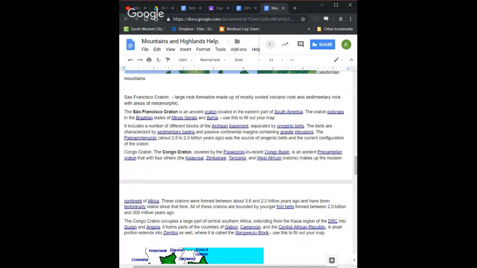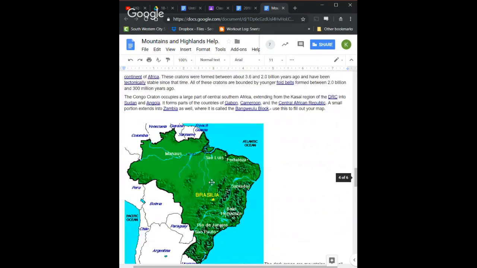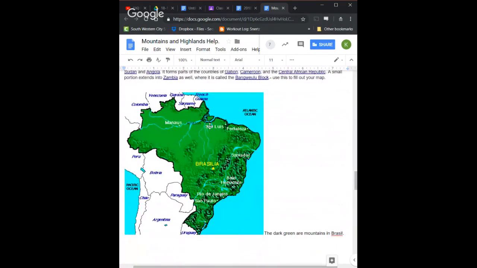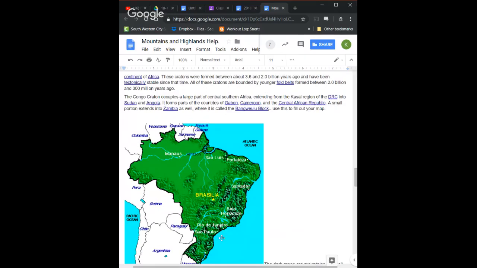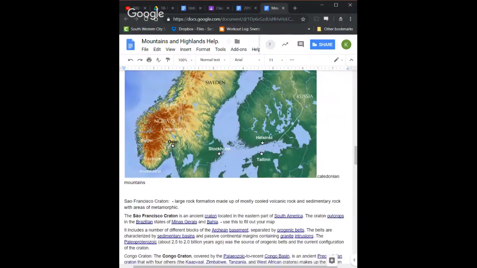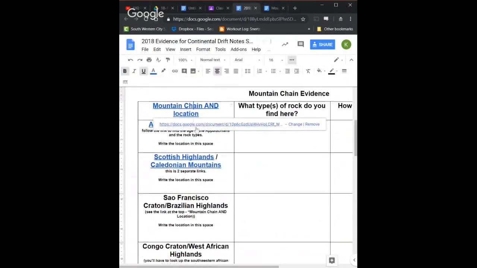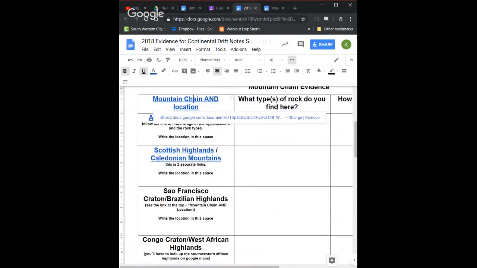And these are some states in Brazil, some parts of Brazil, which is really, really big. So here's Brazil, okay? So the São Francisco Craton is basically these higher parts over here. This is what I call the Brazilian highlands over here, okay? That's what I'm asking you to look for. It is very similar to this Congo Craton. There's a reason why I'm having you look this information up.